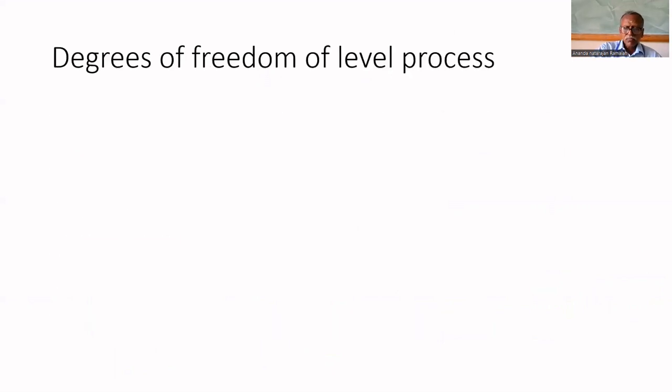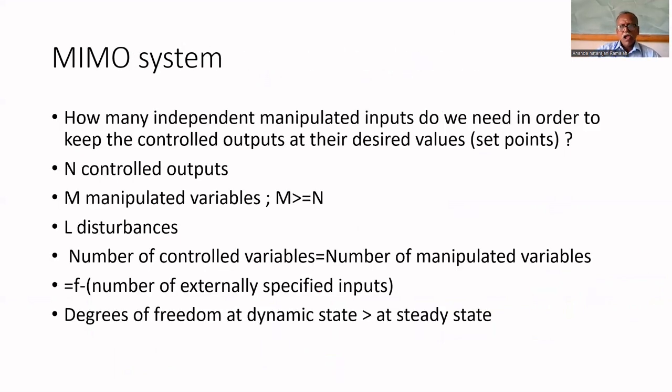Now, how many independent manipulated variables do we need in order to keep the controlled outputs at their desired value? Suppose we are having n controlled outputs, process variables. How many manipulated variables are required? The manipulated variables also equal to n. So for n controlled outputs, the number of manipulated variables is m, that is greater than n.